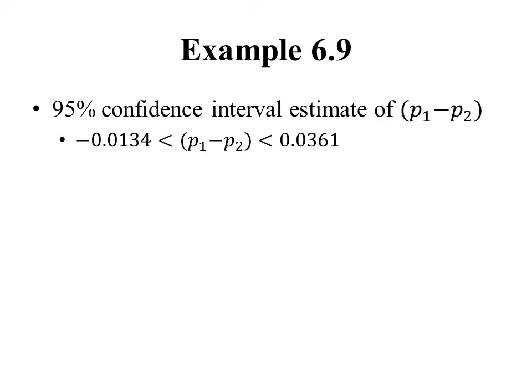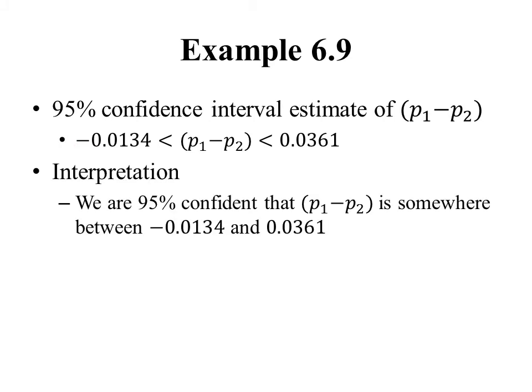So summarizing these results, we get our 95% confidence interval estimate of P1 minus P2: P1 minus P2 is somewhere between negative 0.0134 and positive 0.0361. We would interpret this in the same way as every other confidence interval. We would say we are 95% confident that P1 minus P2 is somewhere between this negative number and this positive number. Now, what's significant about that is that 0 is between these two numbers, so that means that this difference could be 0, or it could be very close to 0.